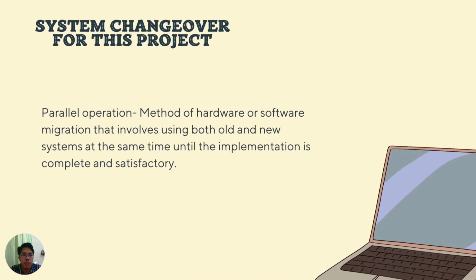Our system changeover for this project is parallel operation. Parallel operation is a method of hardware or software migration that involves using both old and new systems at the same time until the implementation is complete and satisfactory. For example, when there is a new update, the fingerprint reader can learn to function in efficient way.